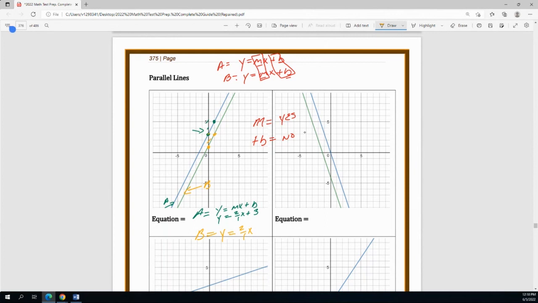So there we go. My slope is the same, and now I just have to put my y-intercept. What was it for line B? For line B, the y-intercept was plus 1. So my equation is y equals 2 over 1 times x plus 1. And that's it. So now you have an equation for line A and an equation for line B, and your slopes are exactly the same.